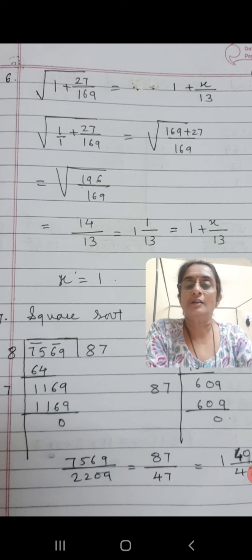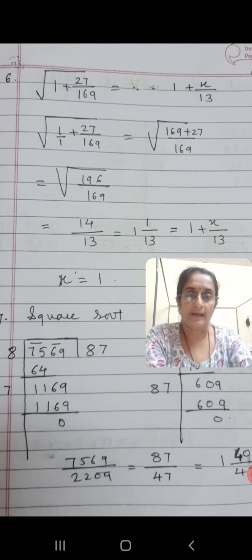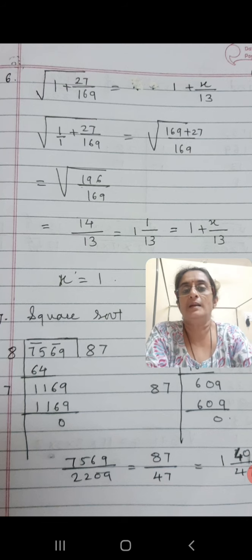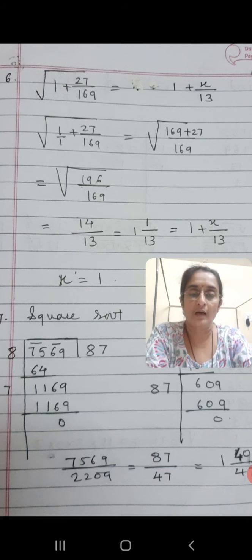So the answer of the left hand side is given, that is 1 plus x upon 13. So you have to find out the value of x here, children. Let us simplify this. Here in the root, that is a fraction number. So addition of 1 plus 27 upon 169, how are you going to do it? How do you add fraction numbers? That way, with the LCM, that is 169, cross multiplication you have to do.